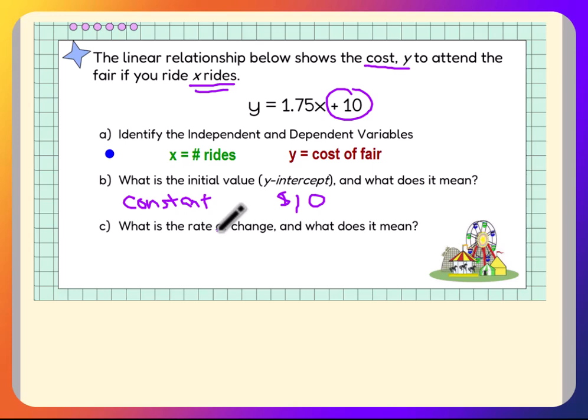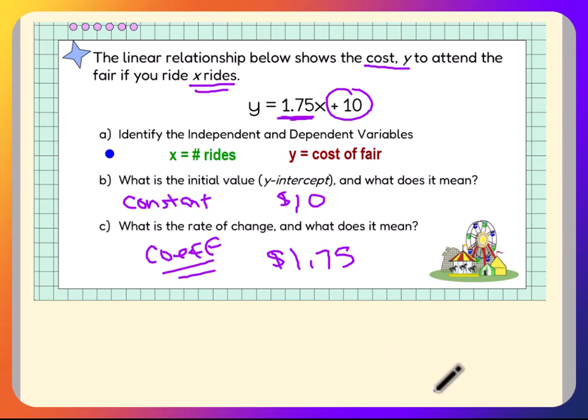That's with no rides. That's just to get into the fair, $10. So C asks you, what is the rate of change? Again, that's our coefficient, right? So our coefficient, looking up here, coefficient is the number that's being multiplied with the X. So our coefficient is $1.75. That's the rate of change.